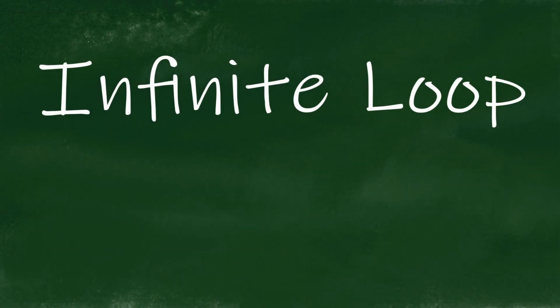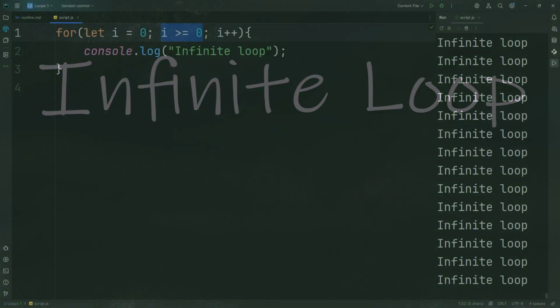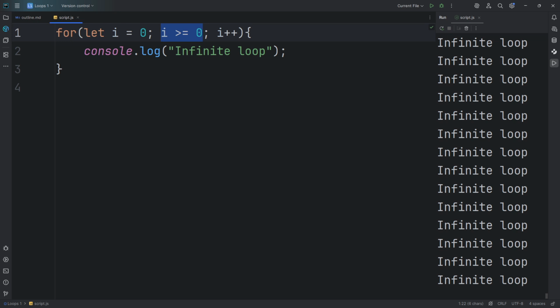It is possible to make a loop that theoretically iterates forever. This is known as an infinite loop. This can happen if the loop condition never becomes false. In this example, the initial value of i is 0. The value of i is then incremented repeatedly, which never makes it less than 0. Most infinite loops should be avoided because they can cause an application to freeze or crash.